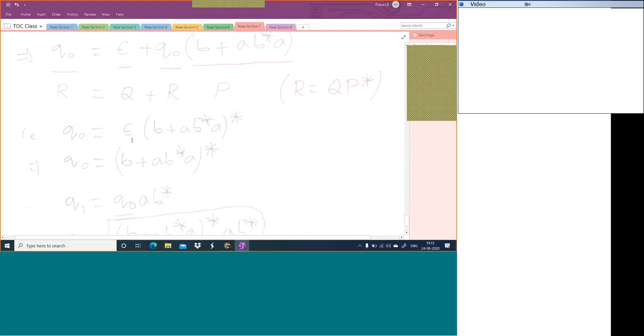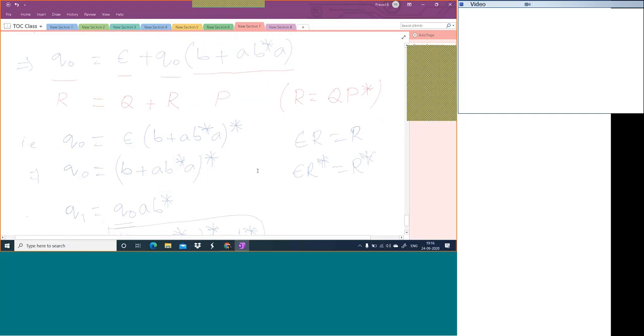Now Q naught equal to epsilon followed by this one. Epsilon followed by anything is the same. Epsilon followed by R is R. At the same time, epsilon followed by R star is R star. So epsilon followed by this will be this. Now we have the equation for Q naught.